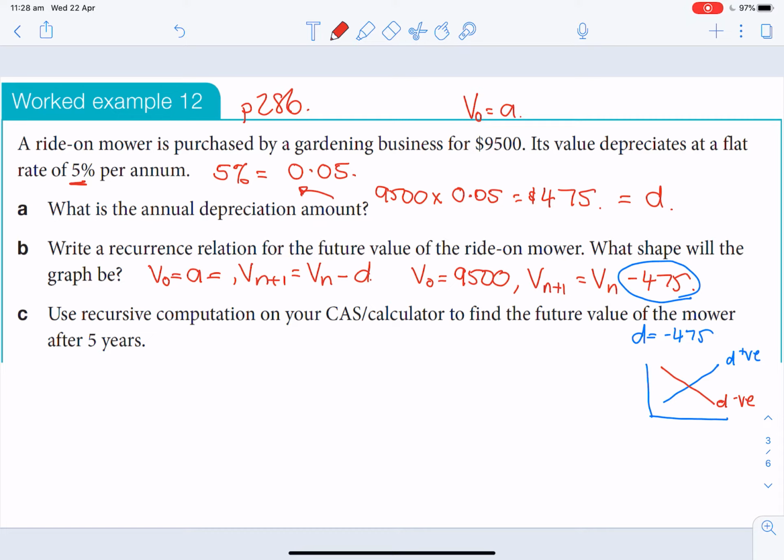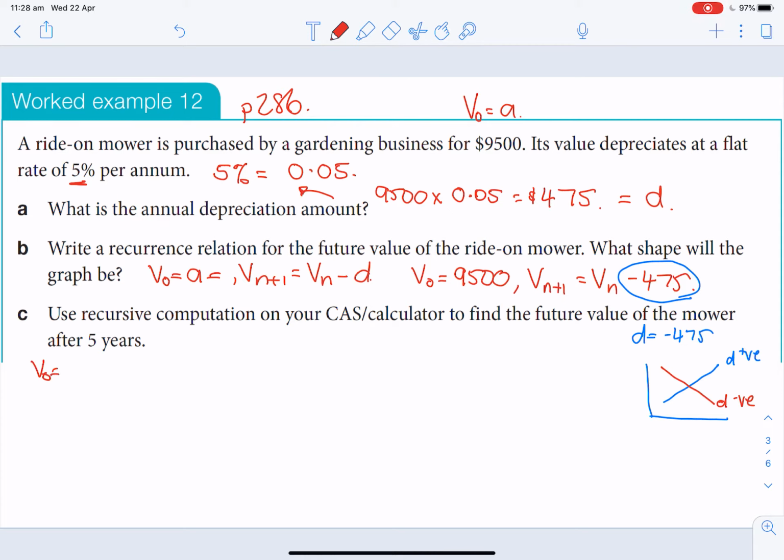So if you followed my CAS instructions from the other video, you would put in your 9,500, then press enter. Then you would subtract 475, enter, and that would give you your second value. Then you keep hitting enter until you get to after your 5th year. Remembering that we're starting at term 0, so you need to actually subtract $475 5 times. All right, so let's do this manually.